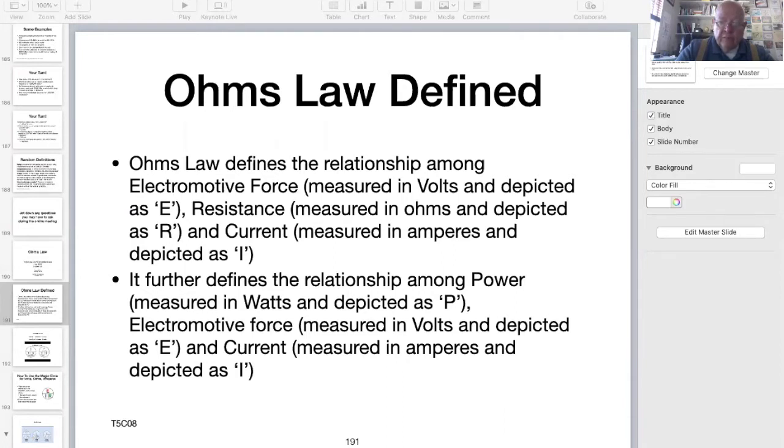The letter R stands for resistance. When you see the letter R in a formula, it means resistance, which is measured in ohms, denoted by the Greek symbol omega. The letter I stands for current. When you see the letter I in a formula, it means current, which is measured in amps, denoted by the letter A. And finally, P stands for power, which is measured in watts, but it's also only denoted by the letter P.